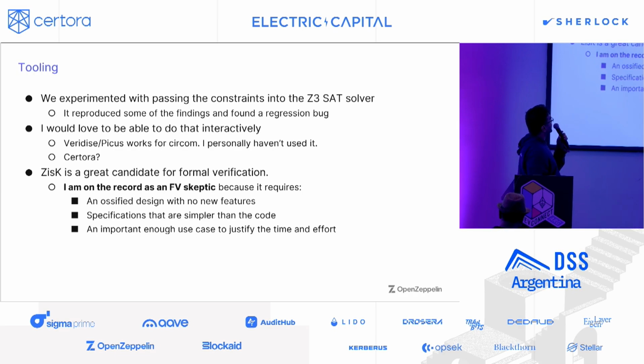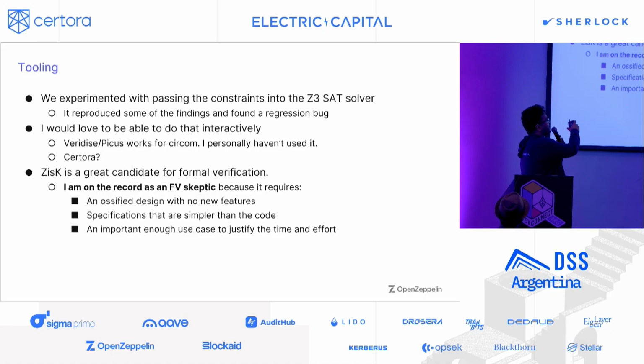Okay, so this is my last slide. I'll just mention that we did experiment with some tooling. We used the Z3 SAT solver. It managed to reproduce some of the findings and also found a regression bug, which was interesting. I would love to be able to do that interactively. Maybe it's already possible. Some people have mentioned a couple of these tools. I personally haven't used them. If you have any insight into that, please let me know. I'd love to talk about it.